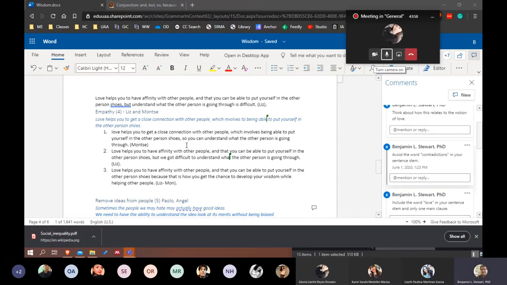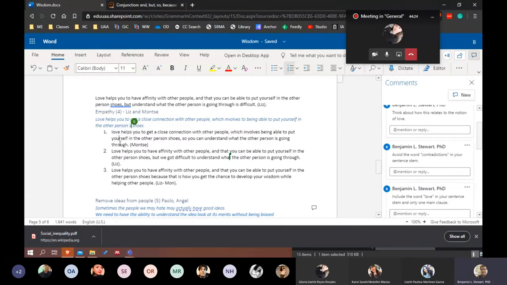Okay, in your sentence stem, I think I would just remove where you say "which involves," I would remove "to." So you say which involves being able to put yourself in the other person's shoes. Let's see, what else? Check your capitalization in the first sentence.